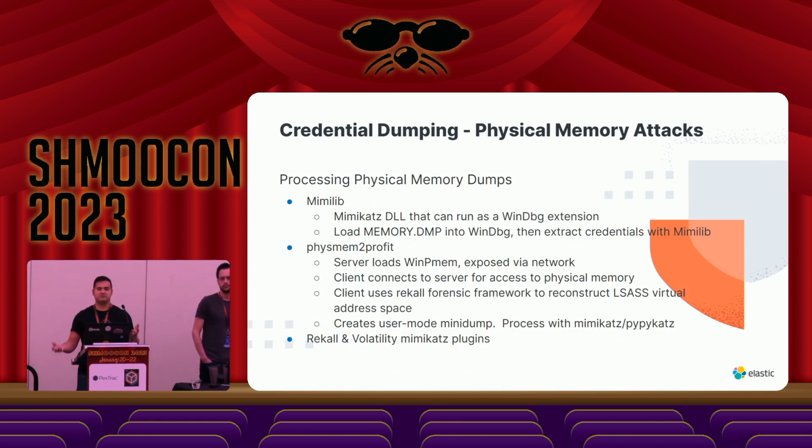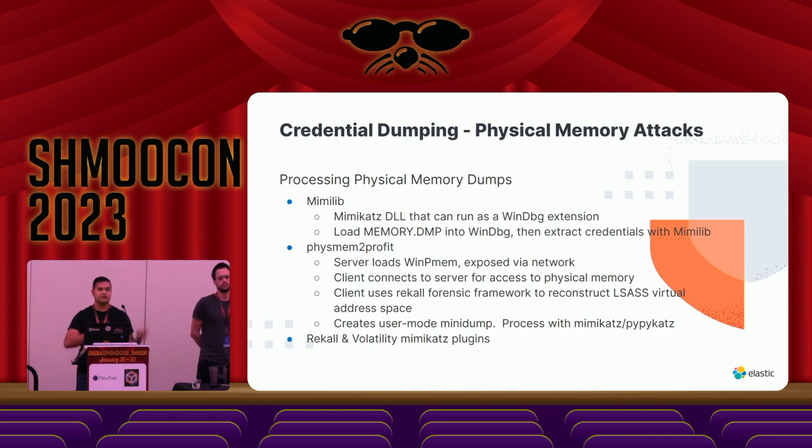So now that you have a physical memory dump file, what exactly can you do with it? Well, Mimikatz includes a tool called MimiLib that runs as a WinDbg extension, and that's used to load symbols and access the user mode memory resident within LSASS in order to dump credentials. Another option is a tool called Vizmem2Profit, which basically employs a client server model and is network-based. The server runs on the target and loads the WinPMM driver and exposes it via a network socket. The client on the attacker's machine will connect to this socket, and it will pull physical pages on demand over the network.